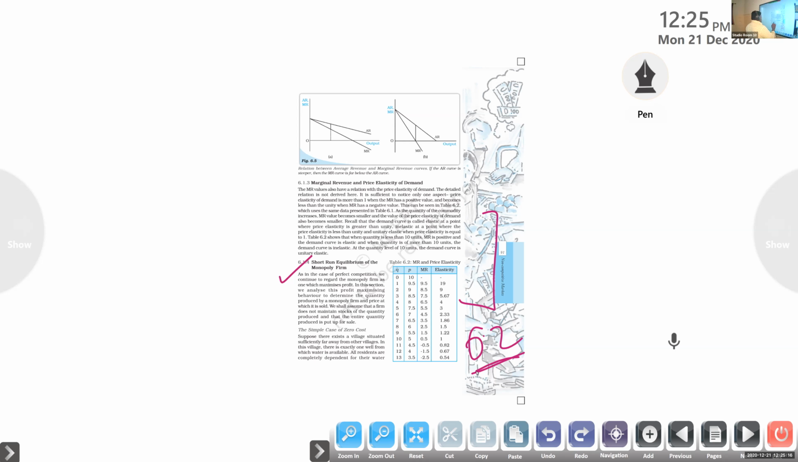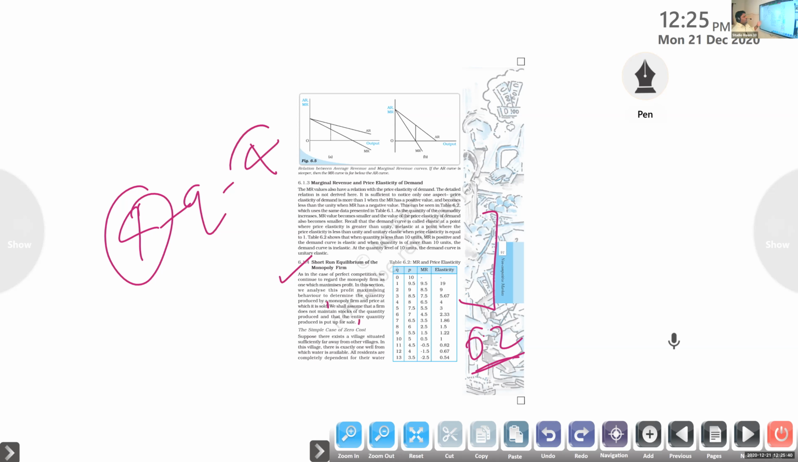We shall assume that a firm does not maintain stock. Here is a small assumption: a firm does not maintain stock. For example, if they are producing 4 quantity of the product, they will sell all 4 quantity in the market. The entire 4 they will sell. They will not keep any balance or any stock with them. That is the assumption here.